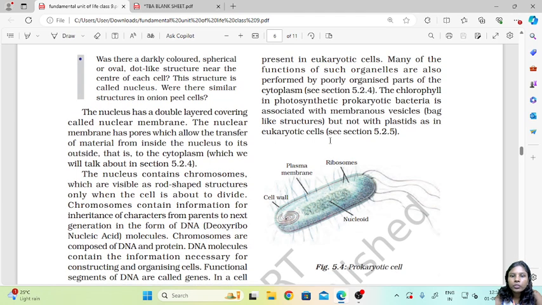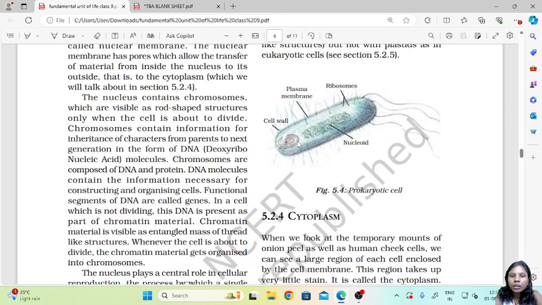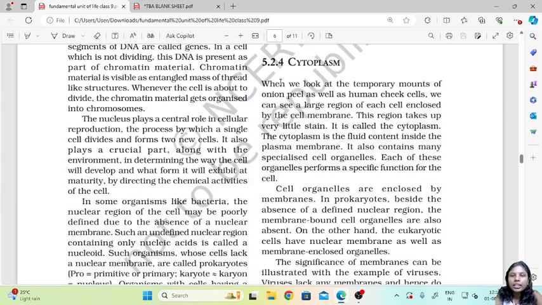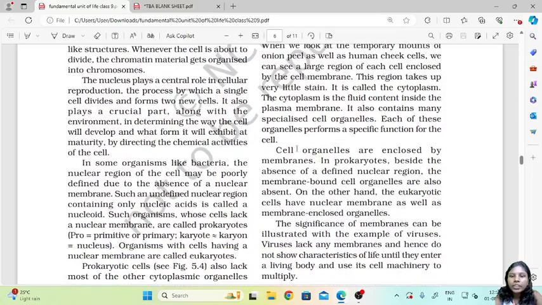Also, the chlorophyll in photosynthetic prokaryotic bacteria is associated with membranous vesicles, but not with plastids as in eukaryotic cells. Then further we looked at the cytoplasm and the cell organelles.